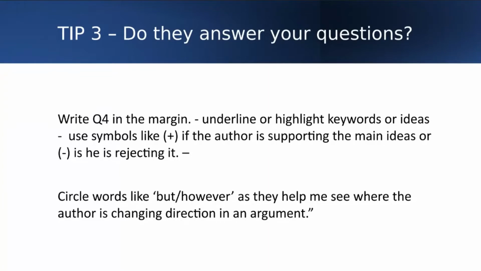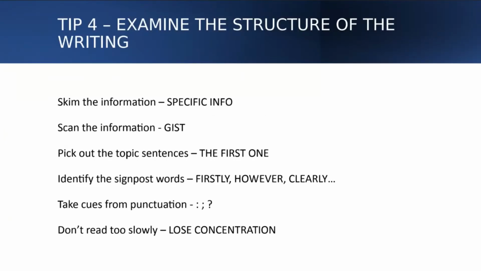Circle words that are called signal words. Signal words are things like but, however, as it helps you to see where you're going. Examine the structure of the writing. So you've probably heard, or we may not have heard, of skim and scan. You skim the information for specific information. So if you're looking for a keyword like an author's name or a product or a substance or a concept, you need to be looking for specific information. So you skim through the text really quickly. You scan the information for the overall gist of it.